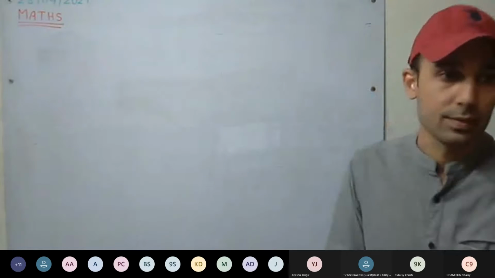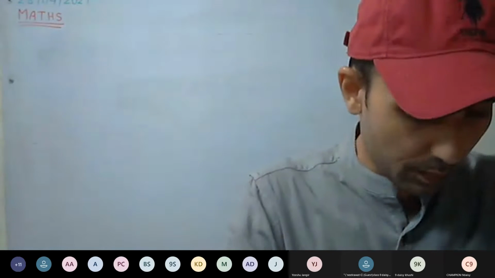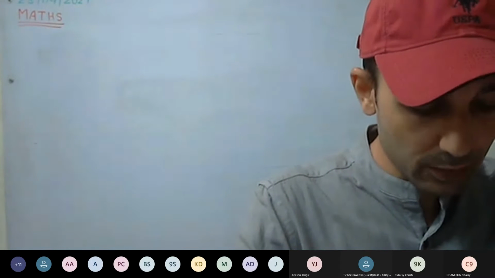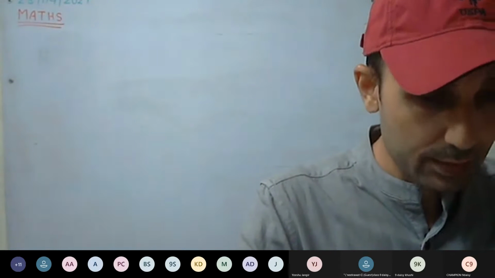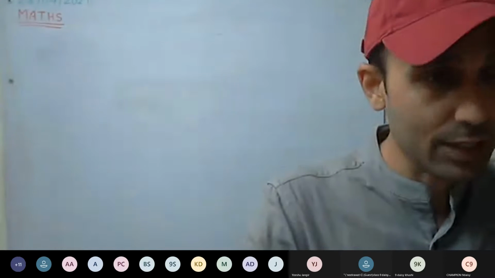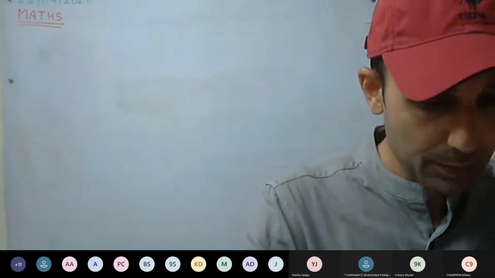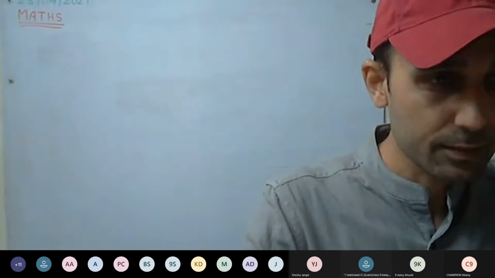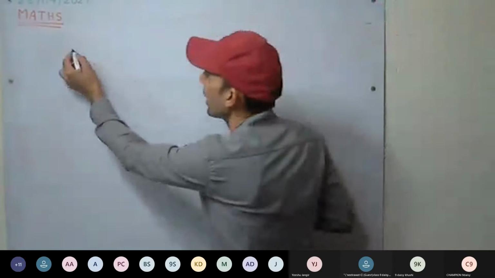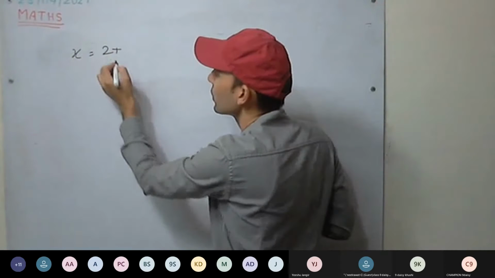Fifteenth one. 15th, solve it now fast. So x square minus y square we have to find. One way is to calculate x square and y square and then subtract. The other way is, x equal to 2 plus.